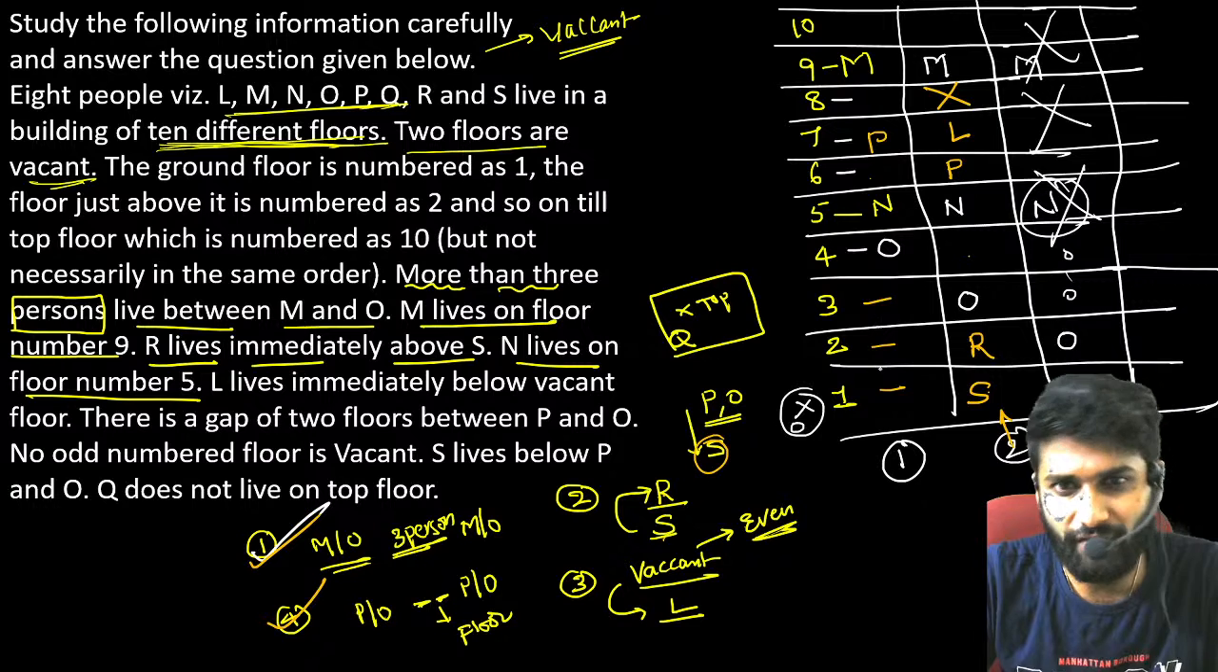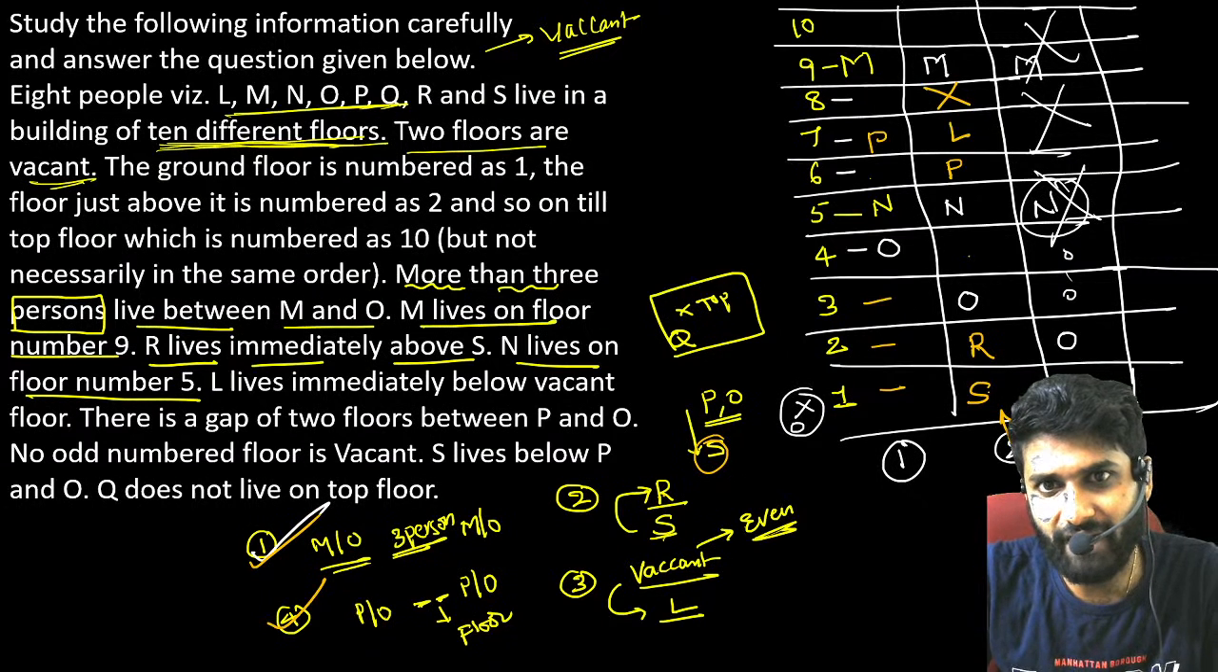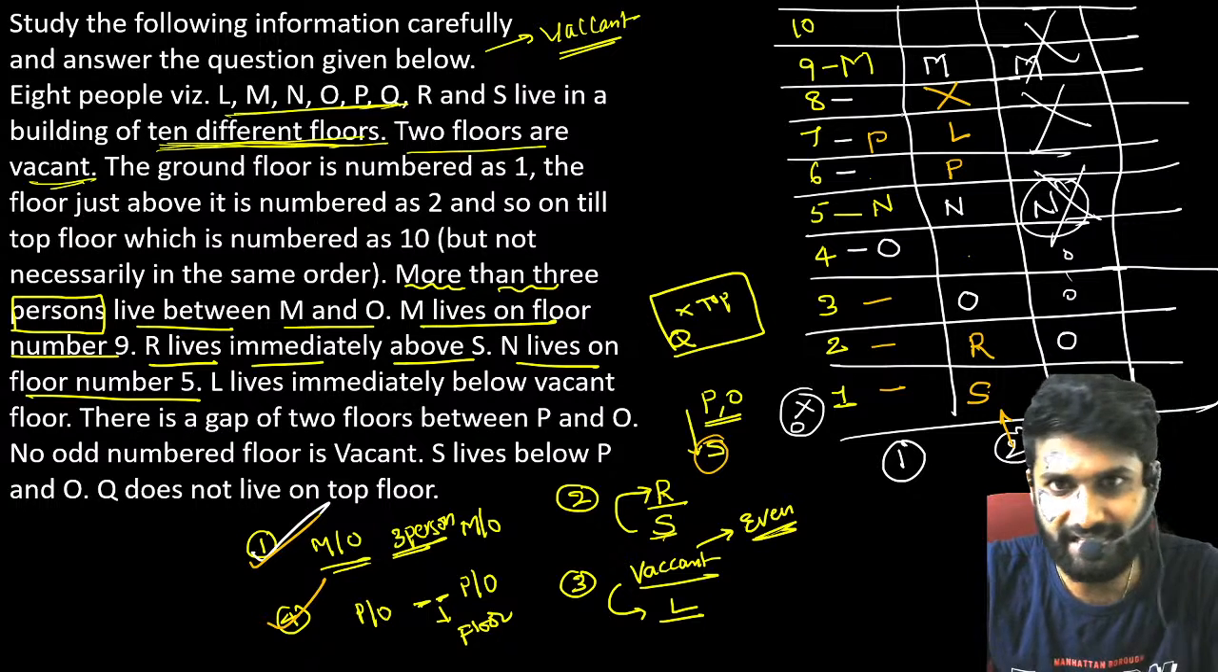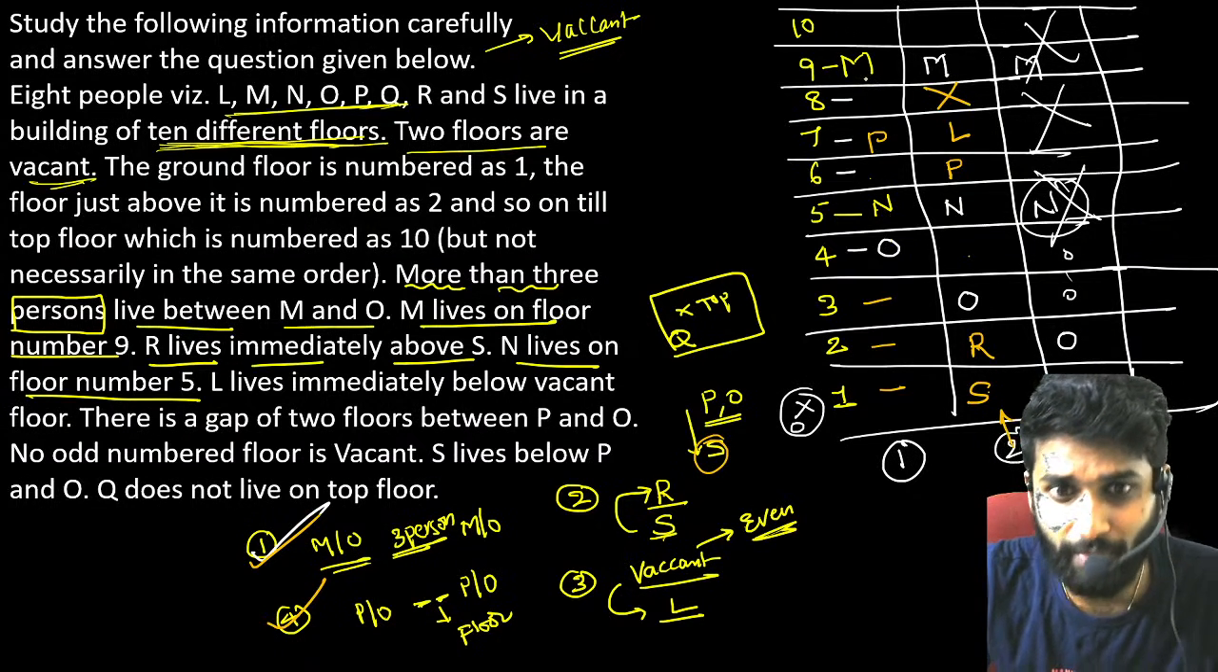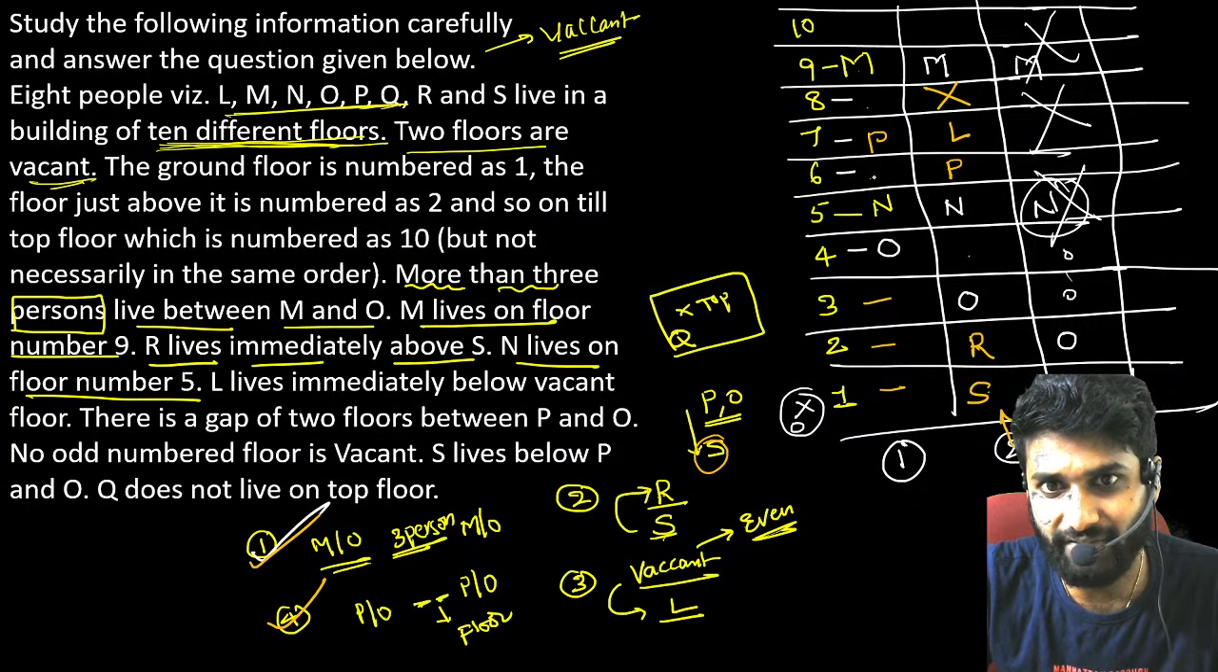Now, if you go with the first possibility, just try the first possibility. Guys, see, the vacant floor must be even. Which is suitable? We can't place it at 10, and we can't place it at 8. Why? Because if we take it as 10, we require the person below to be L, but this is M. So we can't place it here.